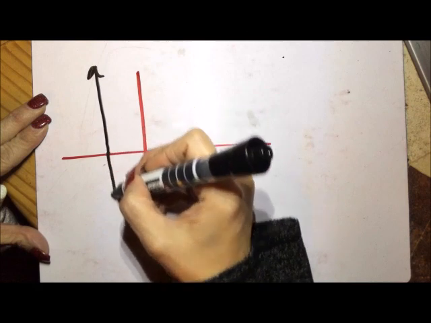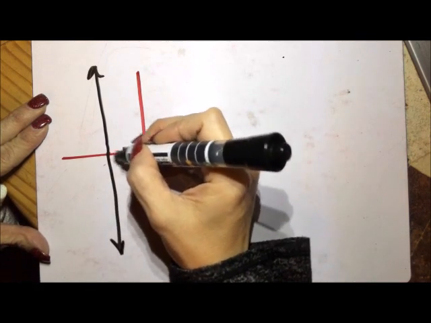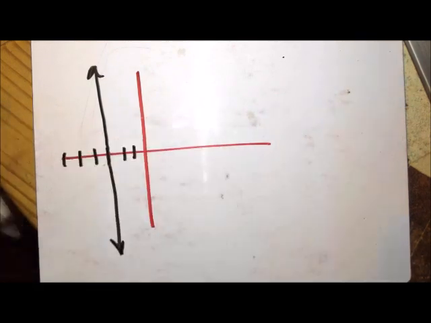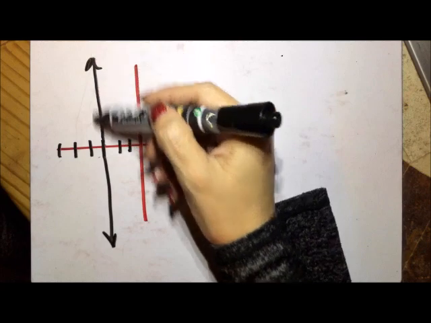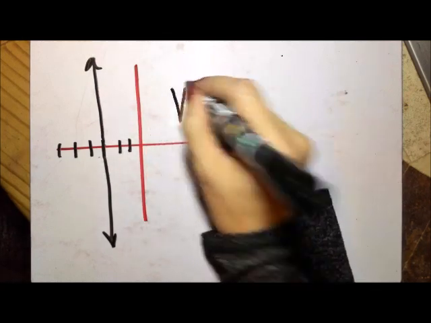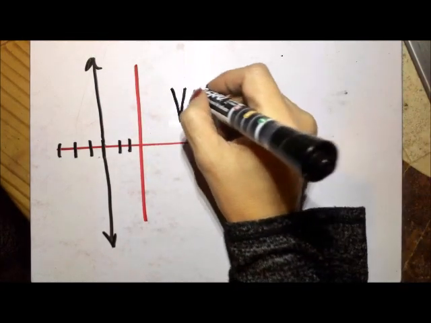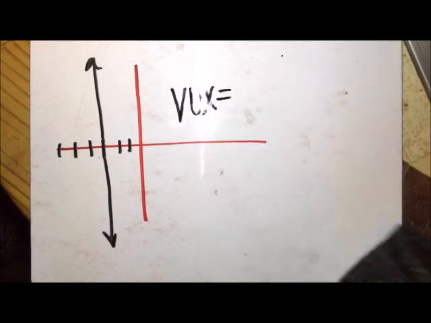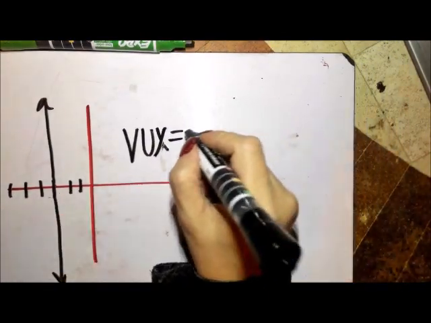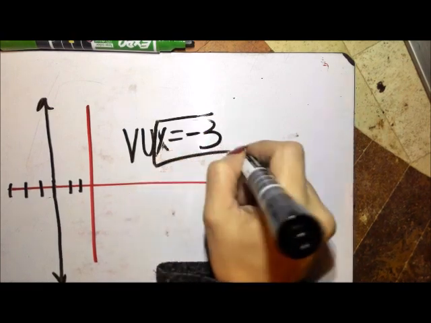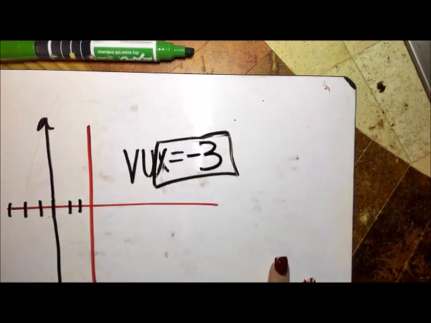So if I have a line that looks like this, and I ask you, what's the equation of this line? Well, first thing I want to notice is that this is an up and down line. This is a vertical line. The word that goes with vertical is x equals. Well, what's the x value? x is negative 3. So the equation of this line is x equals negative 3.